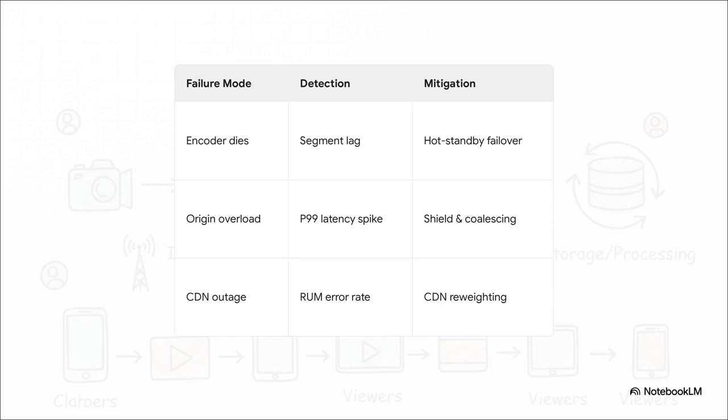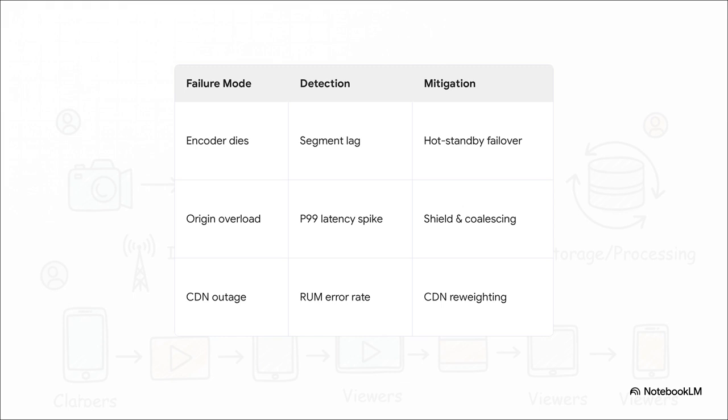Let's get real about operational failure modes. If a video encoder simply dies in the middle of a game, our segment lag metrics will detect it instantly, and a hot standby encoder takes over in under 5 seconds. If the origin server faces a sudden overload, we'll see a massive P99 latency spike, and engineers will immediately mitigate it using origin shields and request coalescing.